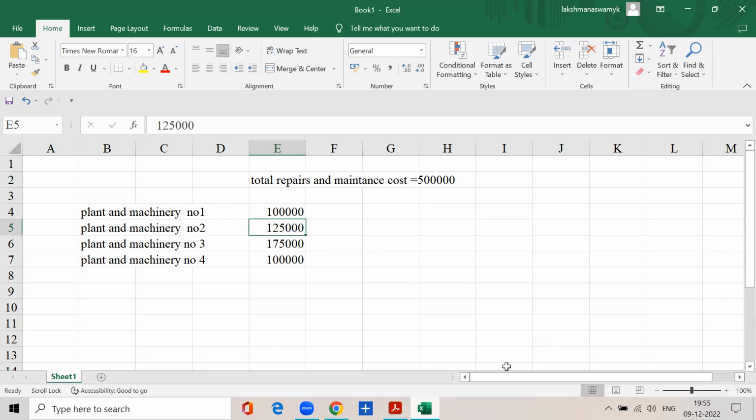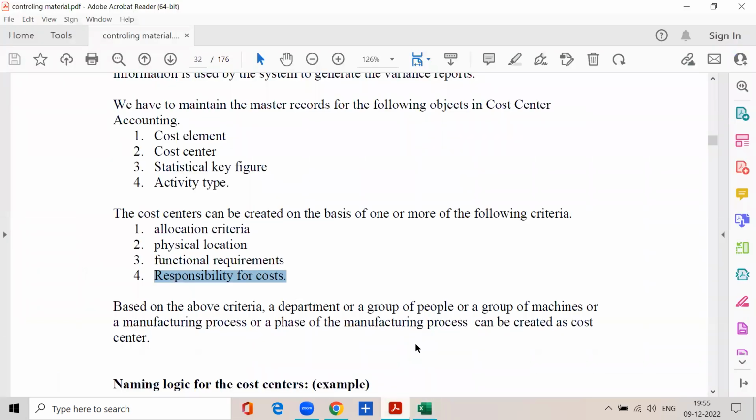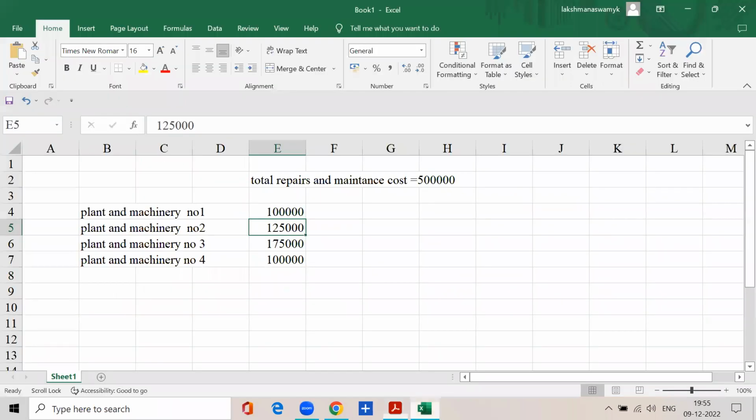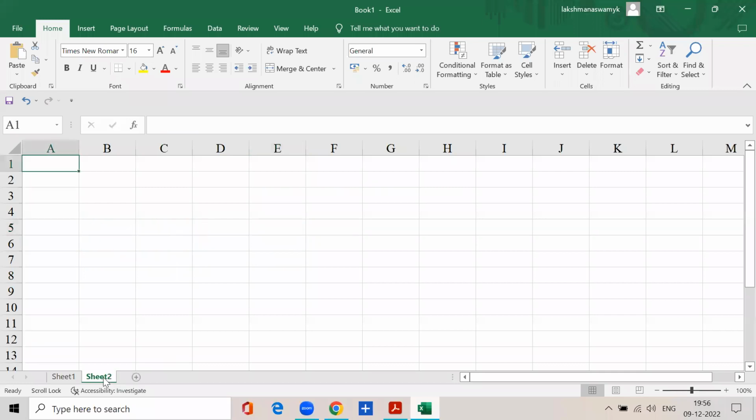Now, I will tell you one more example. A department or a group of people or a group of machines or a manufacturing process or a phase of manufacturing process can be treated as a cost center. What is the manufacturing process or phase of manufacturing process? See, let us take one real-time example.